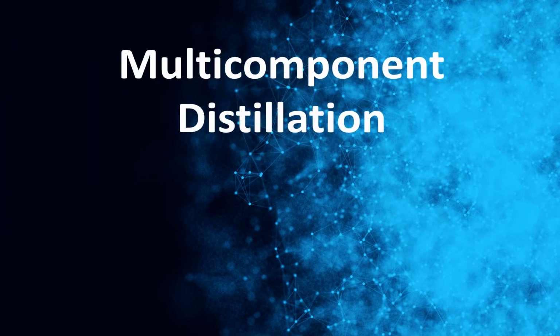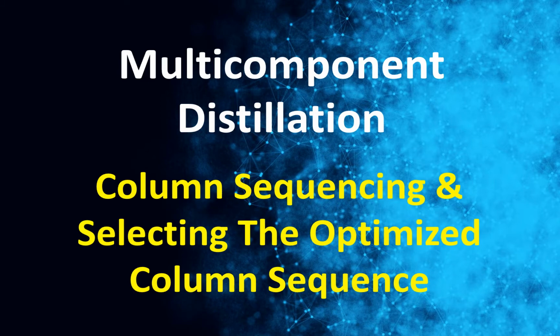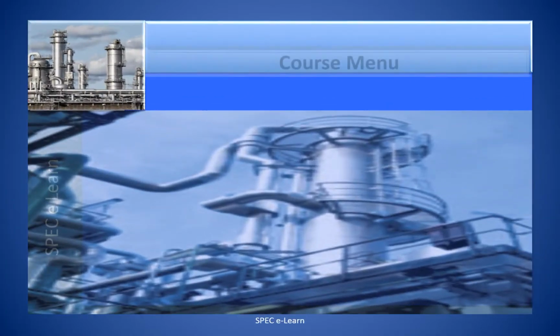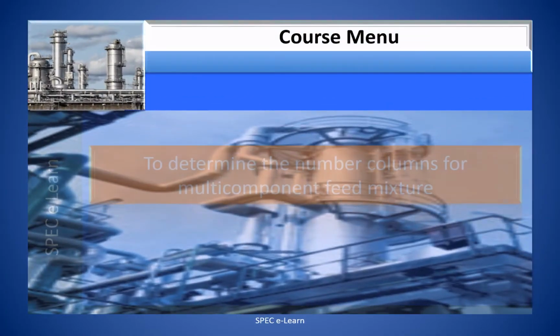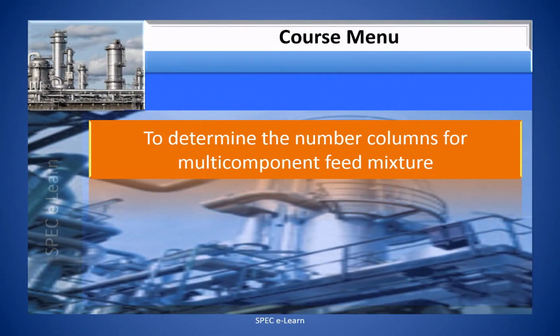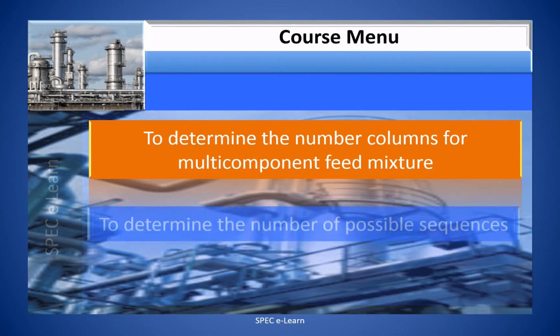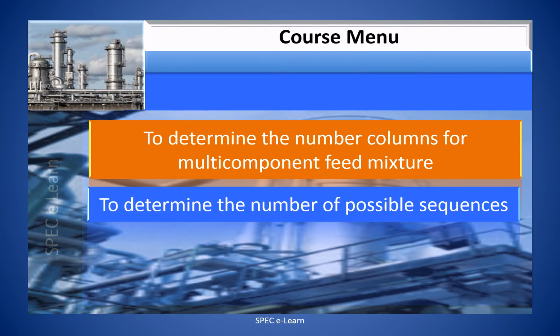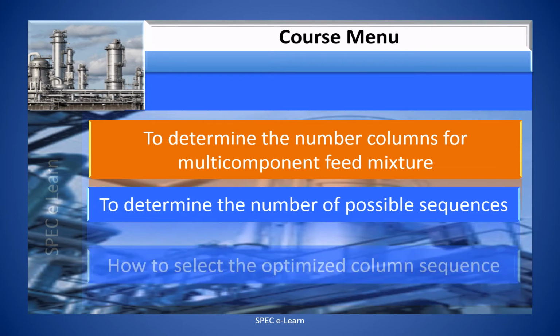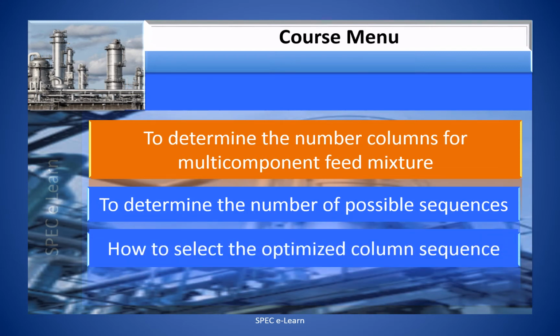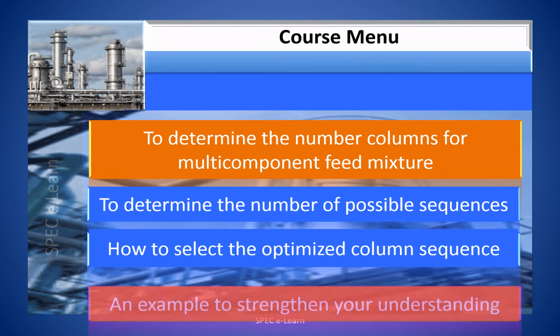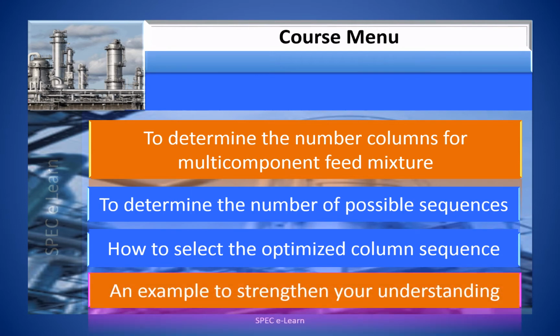Multi-component distillation, column sequencing and selecting the optimized column sequence. In this video course, you will learn to determine the number of columns for a multi-component feed mixer, to determine the number of possible sequences, how to select the optimized column sequence, and an example to strengthen your understanding.